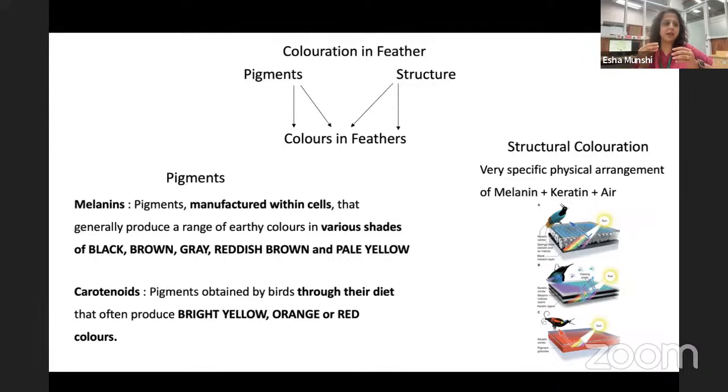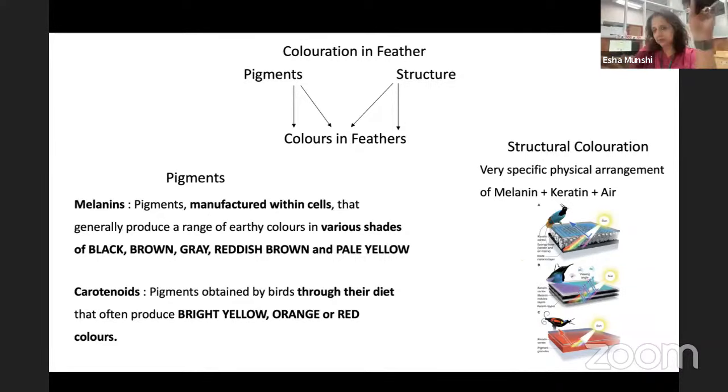But there is something else also which is called a structural color. For that, I think the best example is this wing of an Indian pitta. Now you see this blue, there is no pigment for the color blue. So whatever blue, especially this shiny blue, and if you would have seen in ducks, it changes as you change the angle, right? It's a combination of melanin, keratin, and the air within the feather cells itself. And it's a whole science in itself.